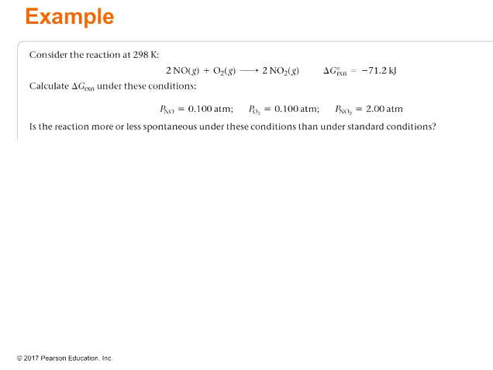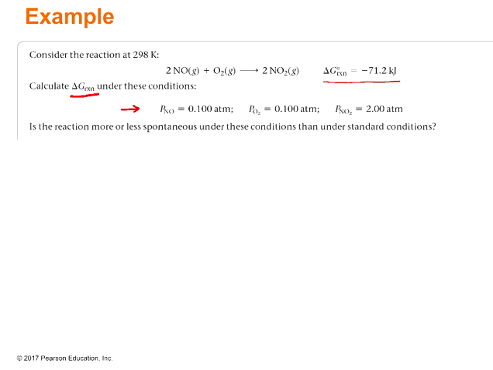All right, so let's do a practice calculation to see how we can calculate delta G at non-standard conditions. So let's consider this reaction at 298 Kelvin, where 2 moles of nitrogen monoxide react with 1 mole of oxygen to produce 2 moles of nitrogen dioxide, and everything is in the gas state. We're also given delta G of the reaction under standard conditions, so this is equal to negative 71.2 kilojoules. So we're asked to calculate delta G of the reaction under non-standard conditions, which are given below.